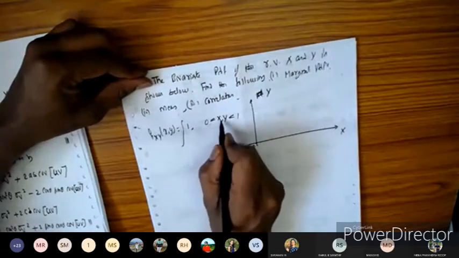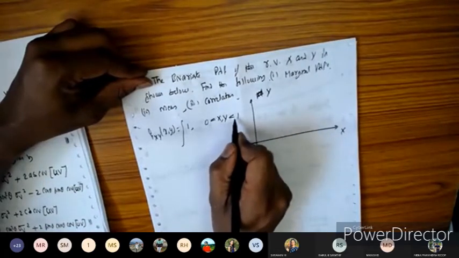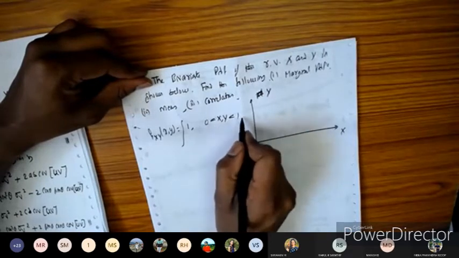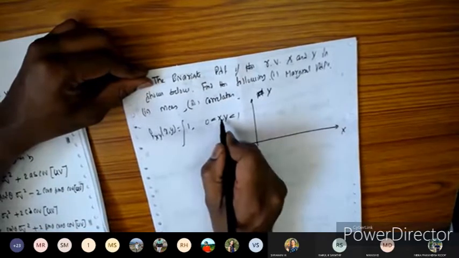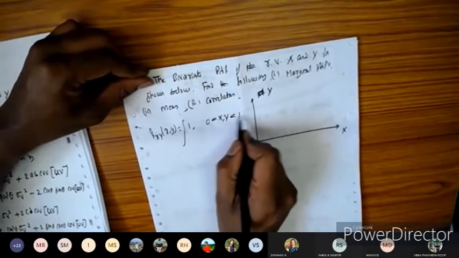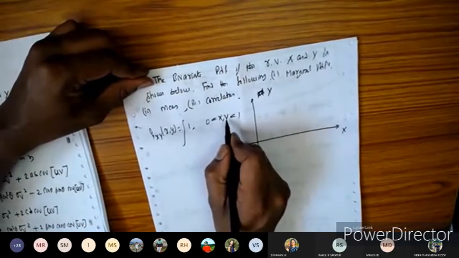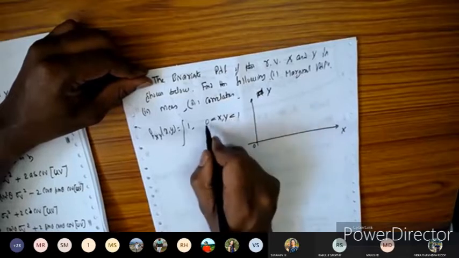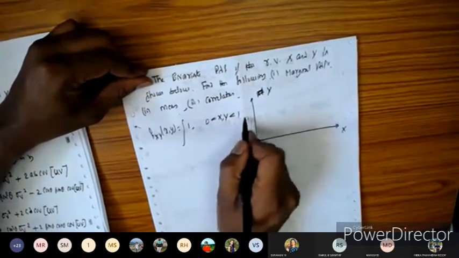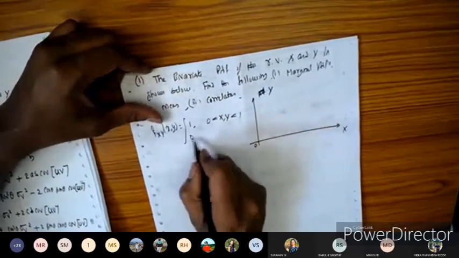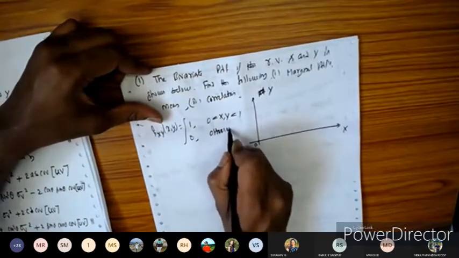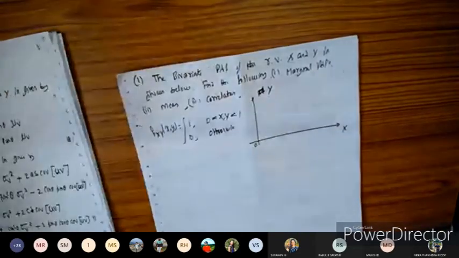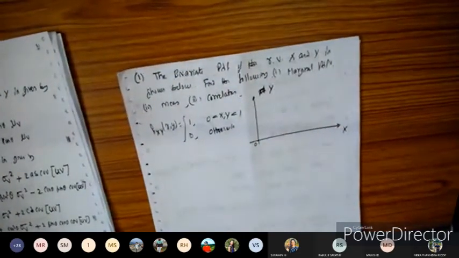If it is given 0 is less than x comma y is less than 1, don't assume that x is less than 0, y is less than 1. These are joint random variables. It means that both x and y will take values between 0 and 1. Usually you get confused here. And it is 0 otherwise.